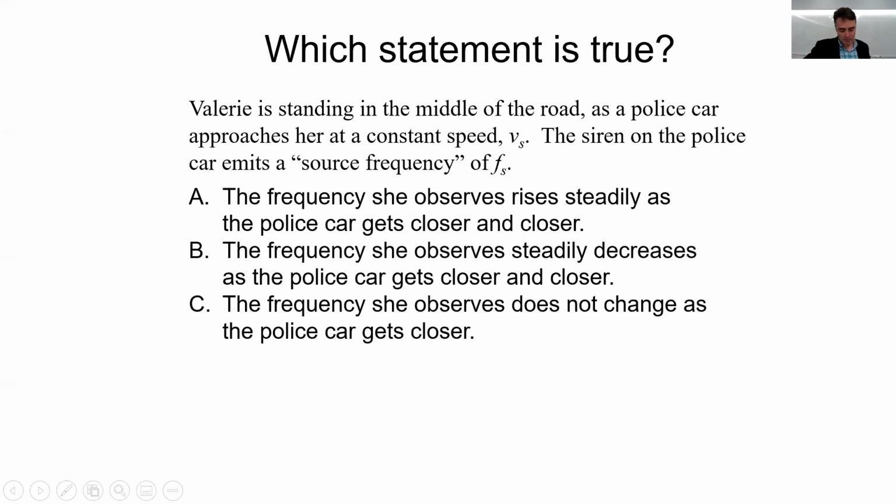A police car approaches her at some constant speed, Vs, the speed of the source. The siren emits a source frequency of Fs. What about V0? So is it, let me put the poll here. A, the frequency she observes rises steadily as the police car gets closer and closer. B, the frequency she observes steadily decreases as the police car gets closer and closer. Or C, the frequency she observes does not change as the police car gets closer and closer.